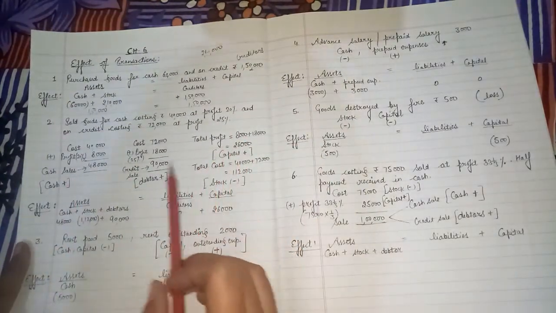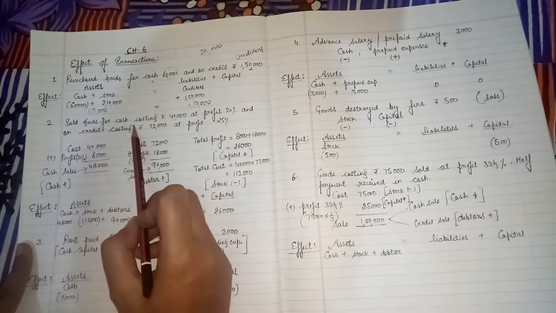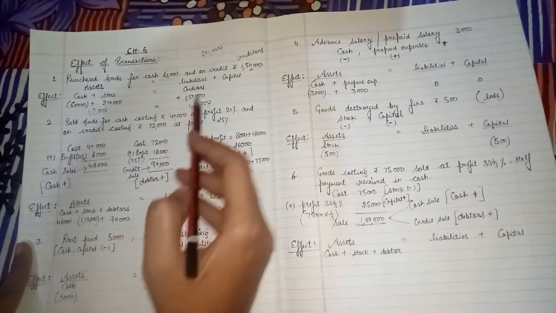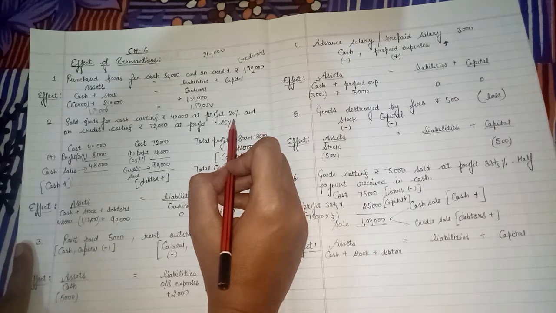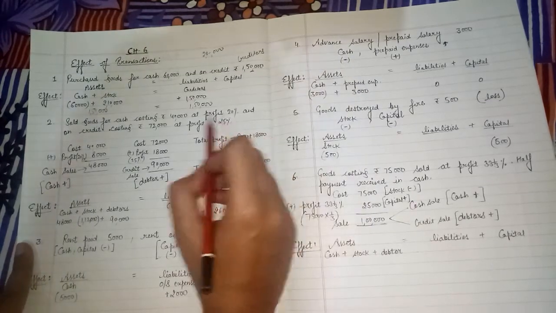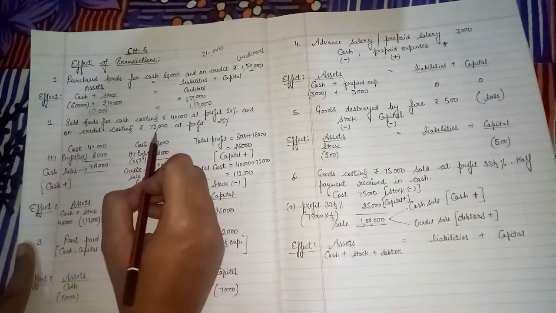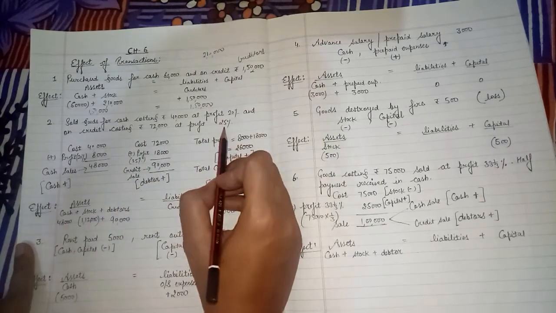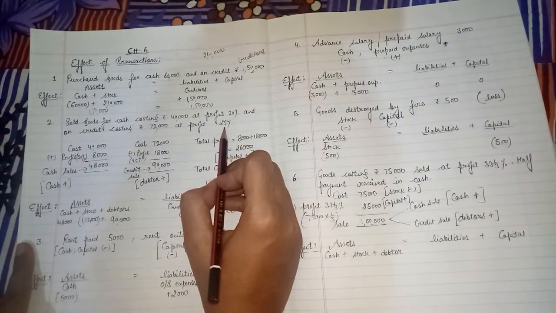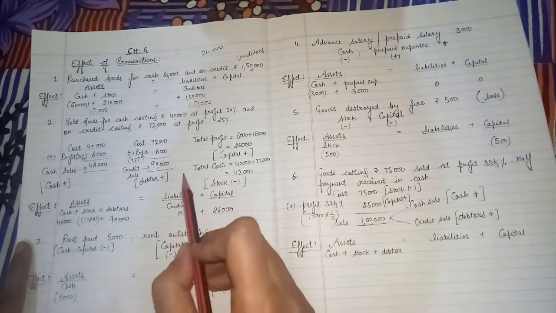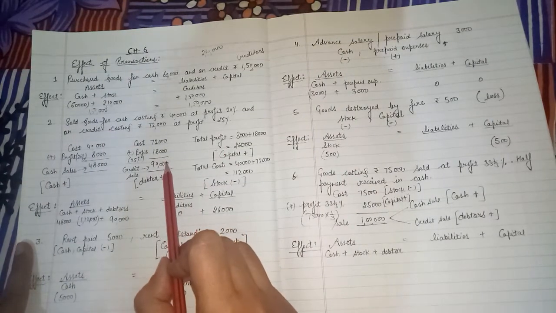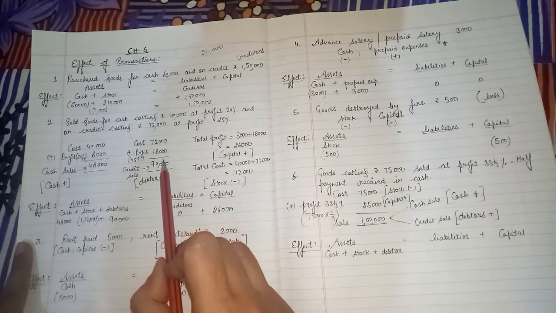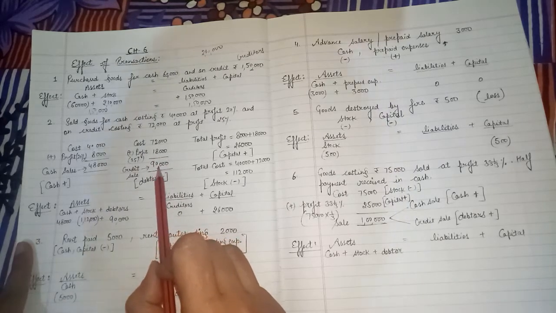Clear? See next. Sold goods for cash costing 40,000 at a profit of 20%. We are selling goods at a profit of 20% on cost, and on credit we are selling goods costing 72,000 by earning profit 25%. So for this you have to do working notes, means you have to do working calculation, and it must be in your notebooks with your question.